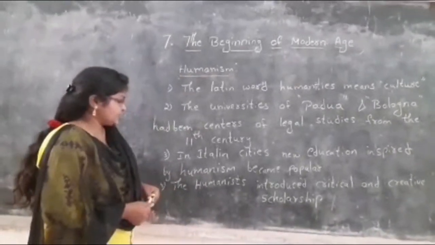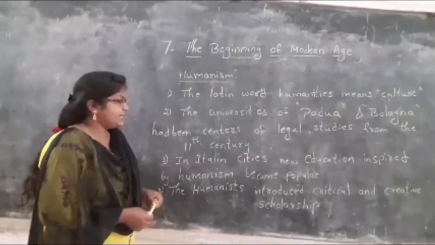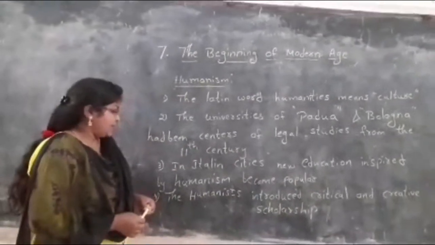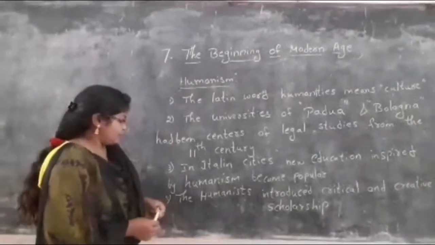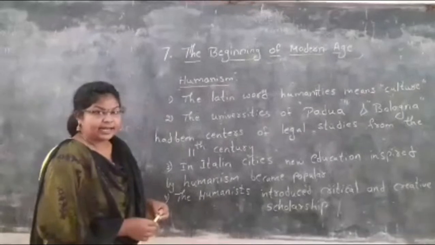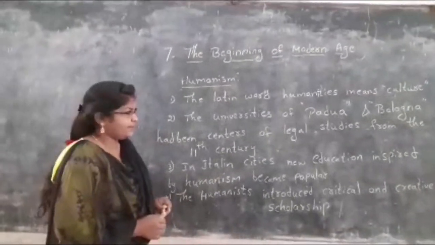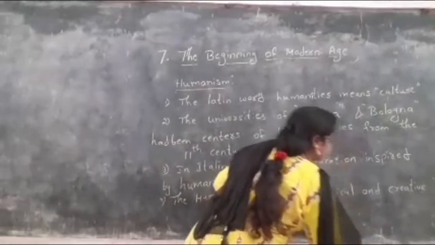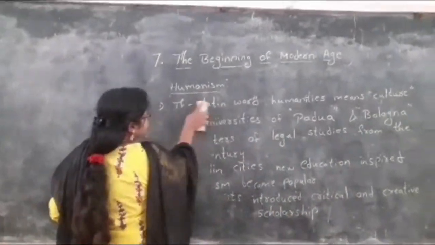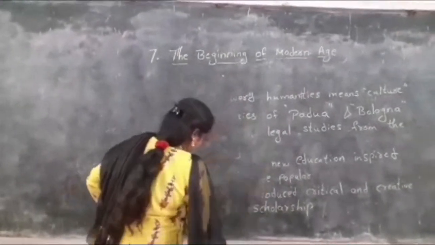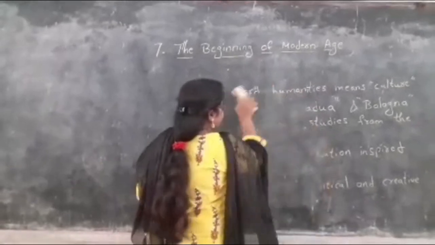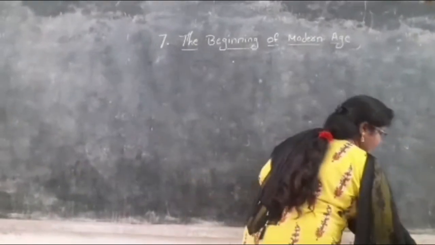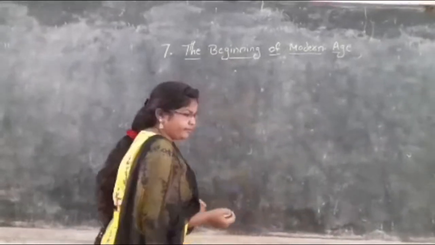Italian creative scholarship. Okay? Now we are discussing the study of Greek literature. What is the third subtopic? It is the study of Greek literature.